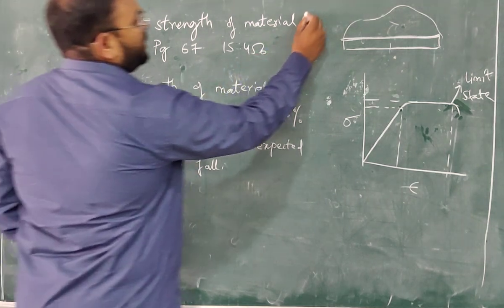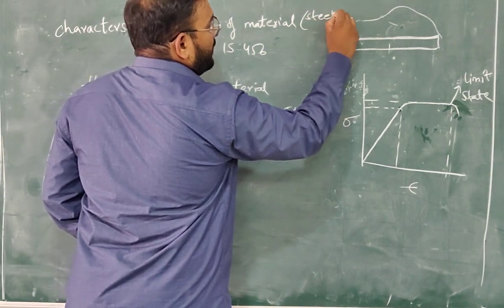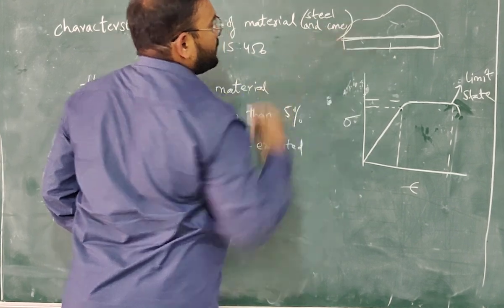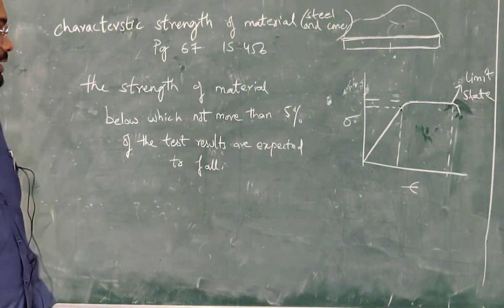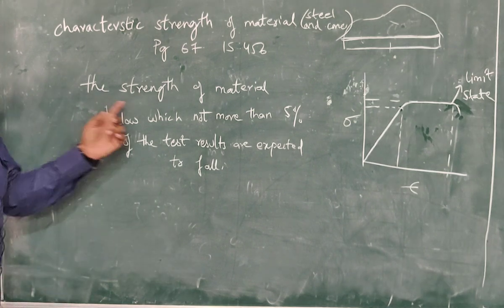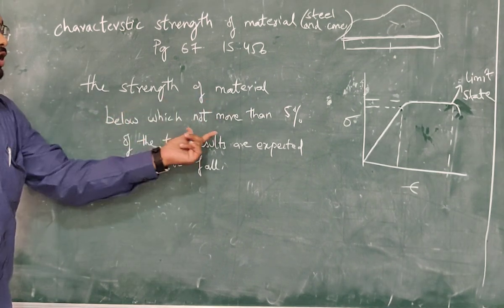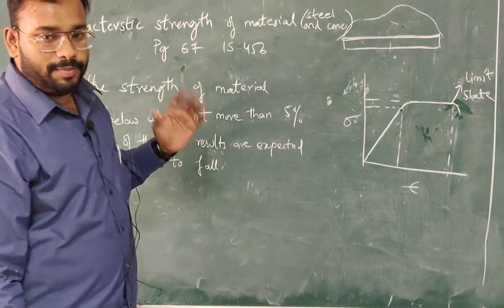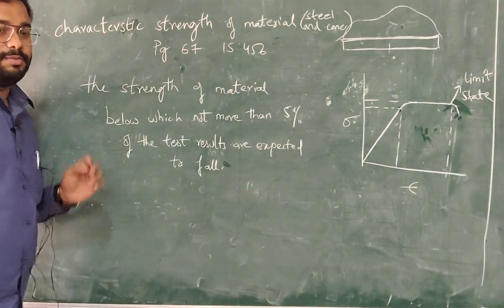This material can be steel and concrete. Okay, it can be steel and concrete. Now what it says is the strength of material below which not more than 5% test results are expected to fall. I'll explain you this one with a best example.